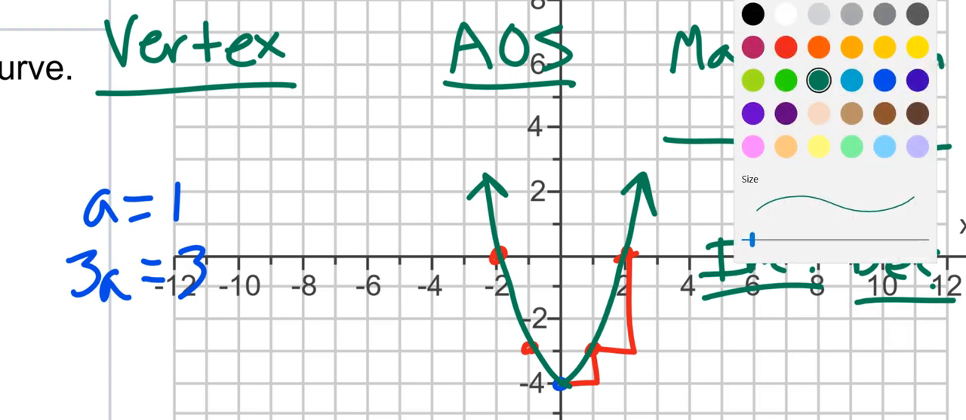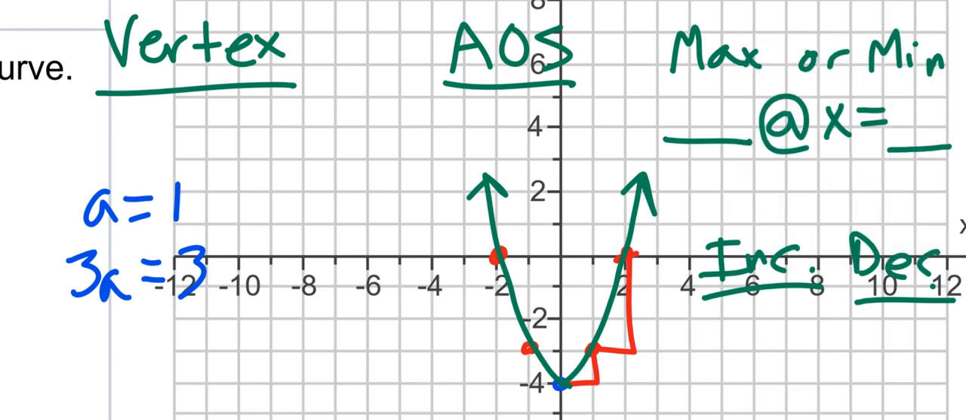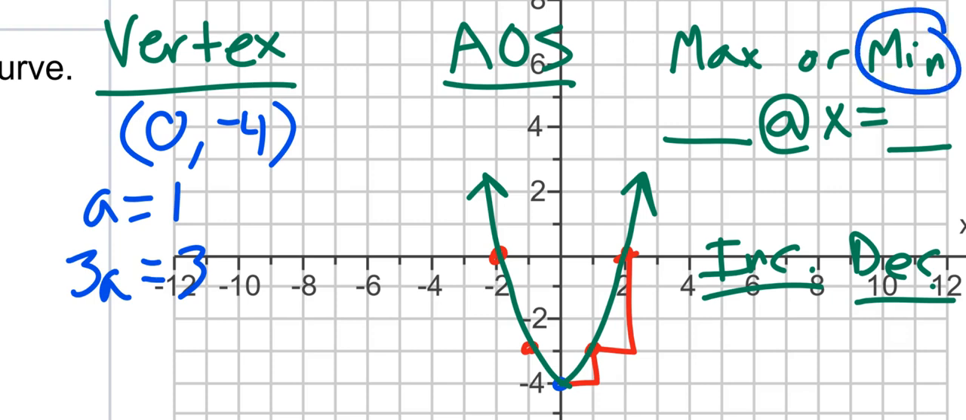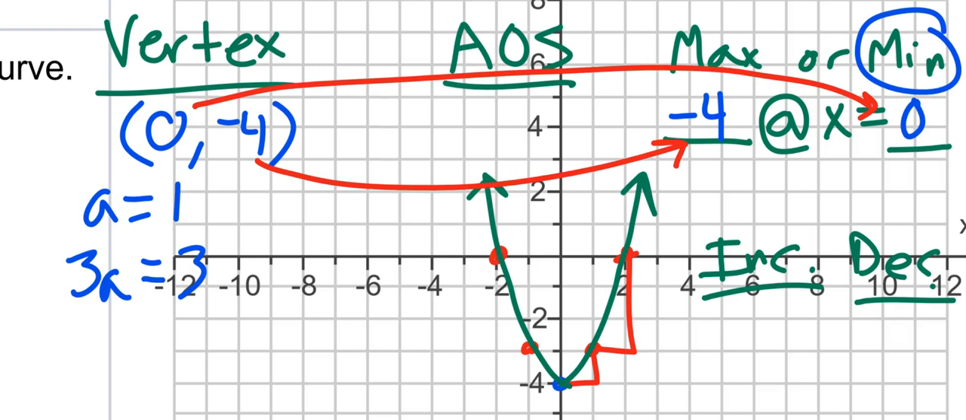Okay, what's my vertex? First group, what's my vertex? 0, -4 is correct. Nicely done. Do we have a max or a min? We have a minimum. What is that minimum y value? -4. Excellent. And what x value is it occurring at? You're copying, right? Hopefully that makes sense to you, that this is your minimum and it's occurring at that x value.